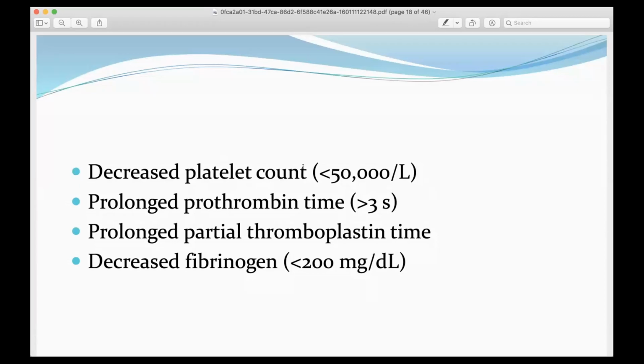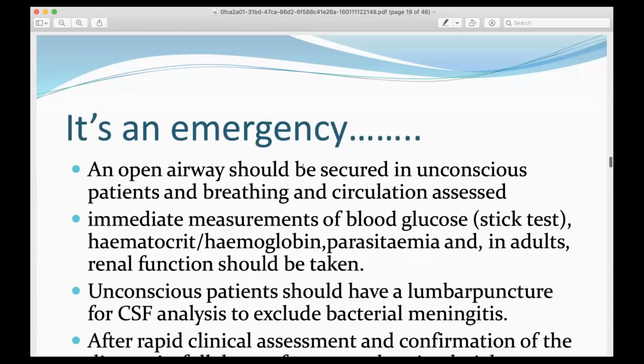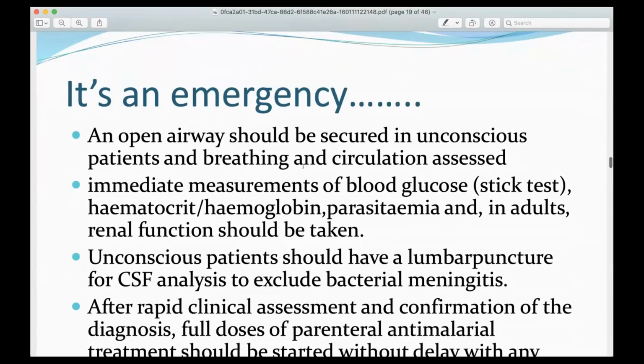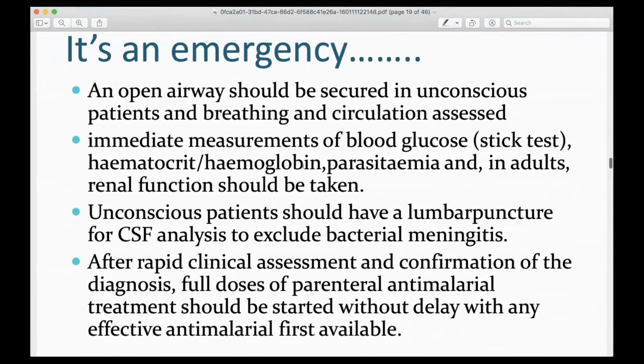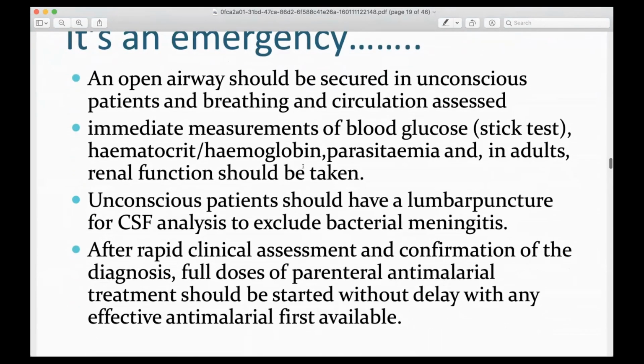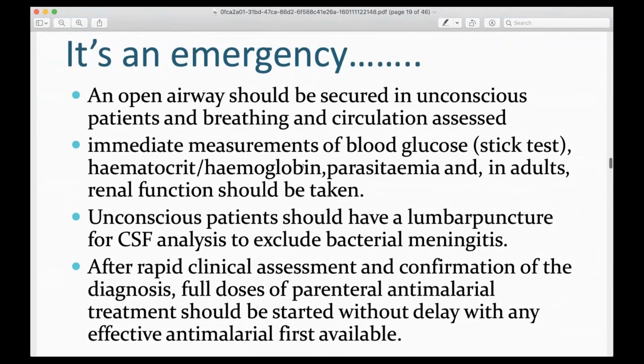In malaria, we ignore the platelet count, but remember, if there is thrombocytopenia or the platelet count is less than 50,000, treat it as complicated malaria. Otherwise, there is a chance of bleeding, and massive intracranial bleeding can cause death. So when there is organ failure in malaria, it is an emergency, and you have to admit the patient in ICU.